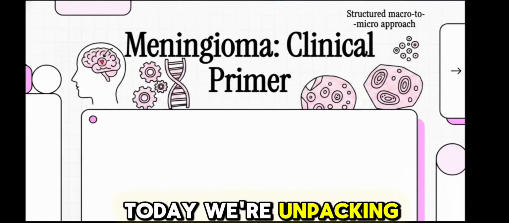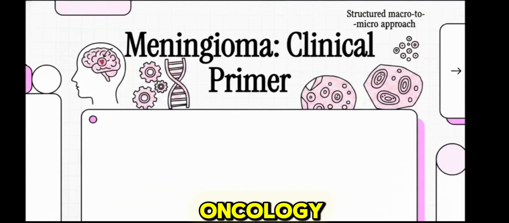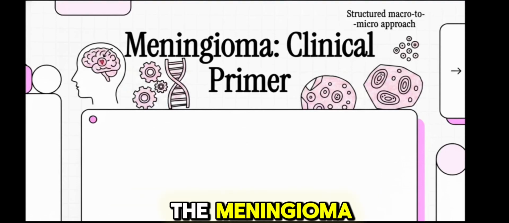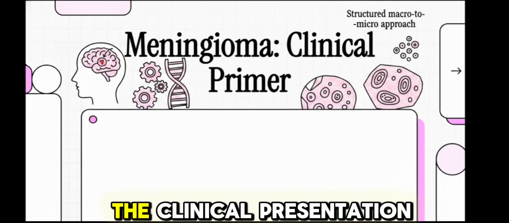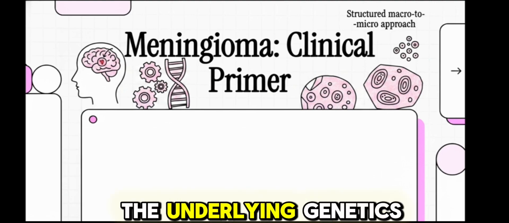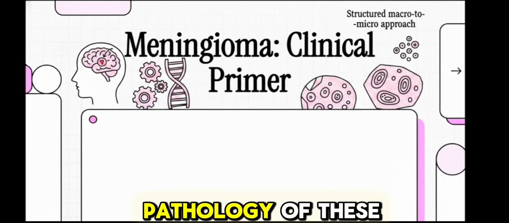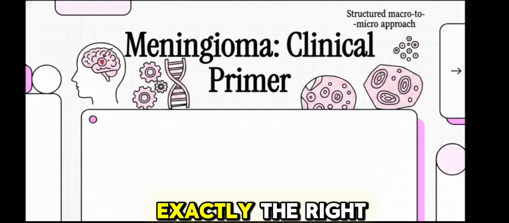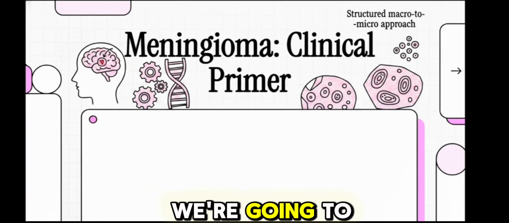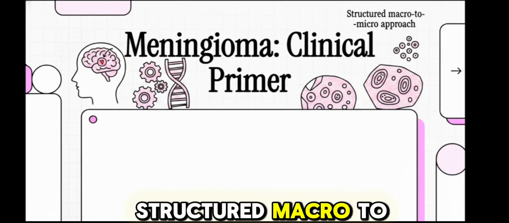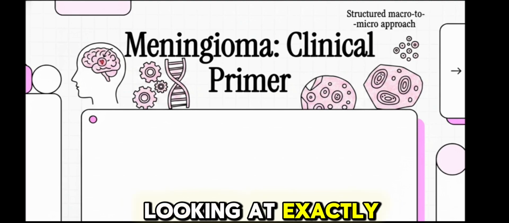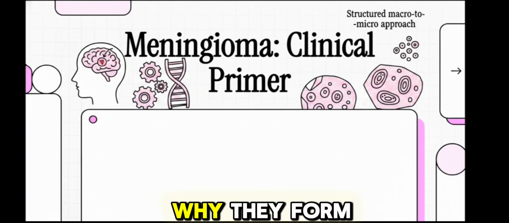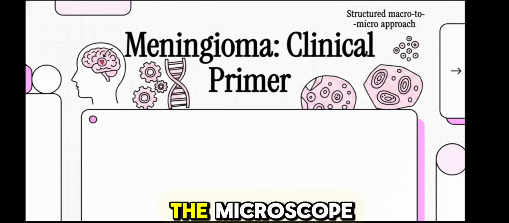Today, we're unpacking an absolute heavy hitter in neuro-oncology, the meningioma. If you're looking to really master the clinical presentation, the underlying genetics, and the precise pathology of these tumors, you are in exactly the right place. We're going to take a highly structured macro to micro approach, looking at exactly what these tumors are, why they form, and what they look like under the microscope.